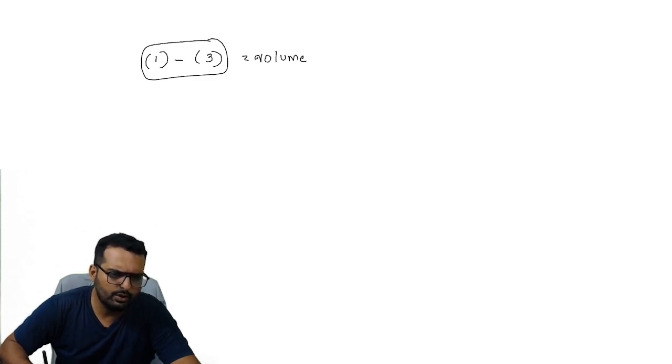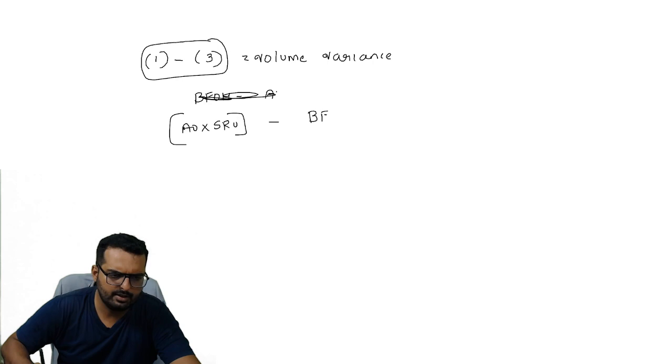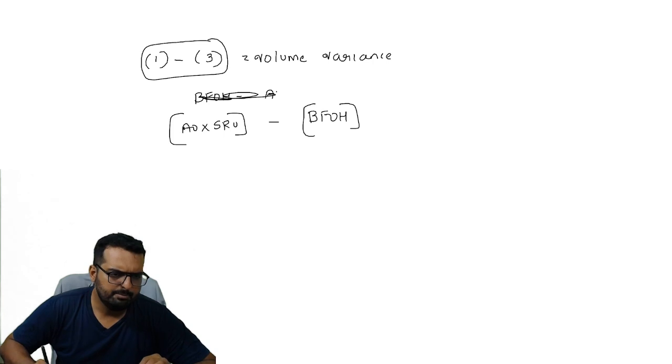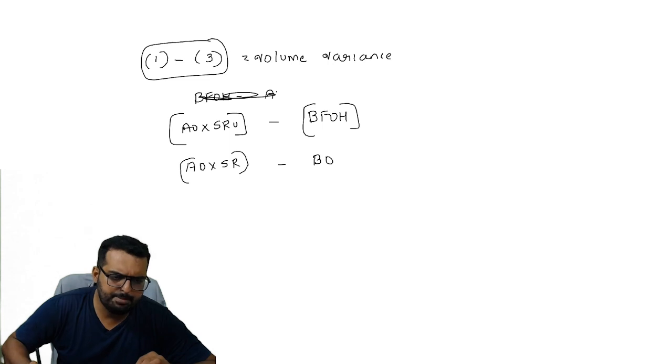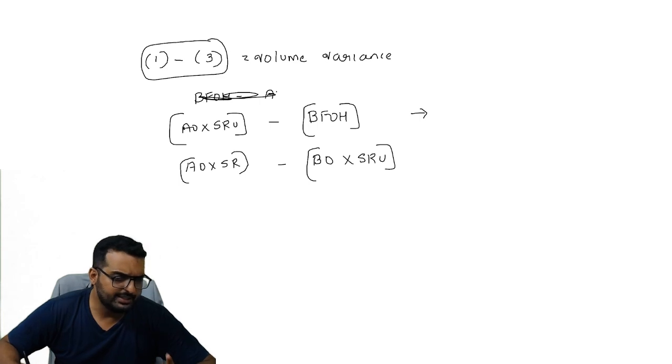This is what you call it as volume variance, or it will be budgeted fixed overhead minus, sorry. It will be AO into SRU minus BFOH. Friends, I'll just elaborate on one point over here. BFOH can also be mentioned as BO into SRU. Everyone tell me what is the meaning of BO? Budgeted output into standard rate.